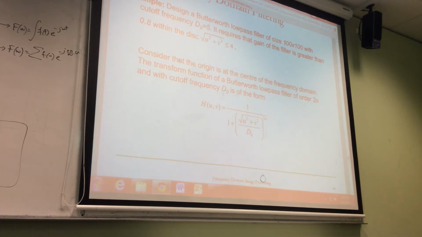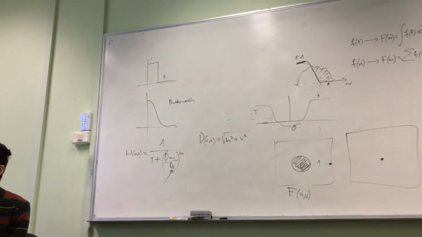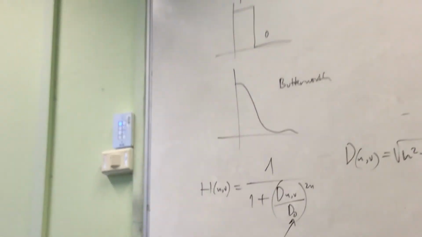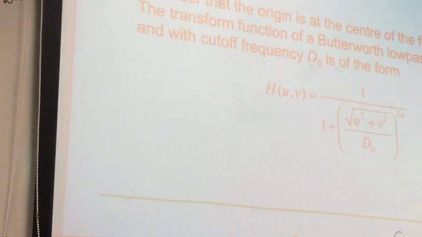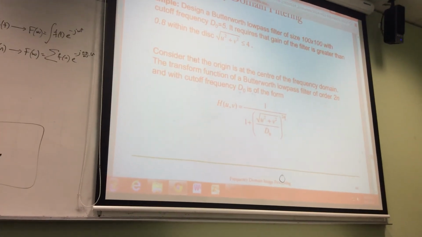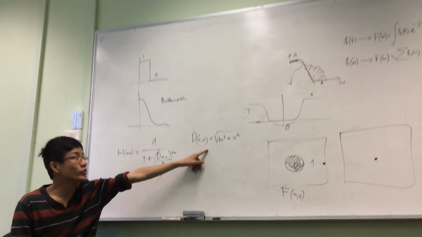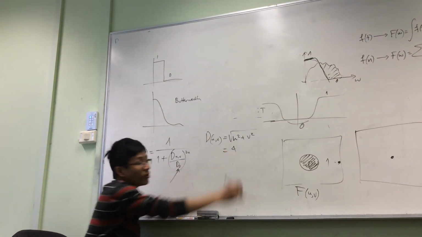Design the Butterworth low pass filter with size 100 by 100 with cutoff frequency 5, and require that the gain of the filter is greater than 0.9 within the region u squared plus v squared less than or equal to 4. This one is the gain. All you need to do is substitute into this equation. You need to calculate how many orders of the filter you need. D(u,v) is already given, equal to 4.